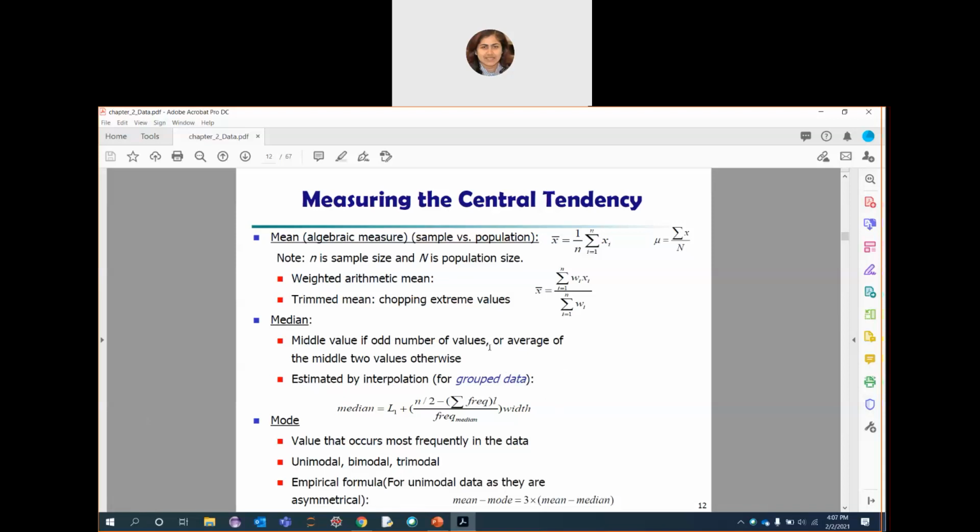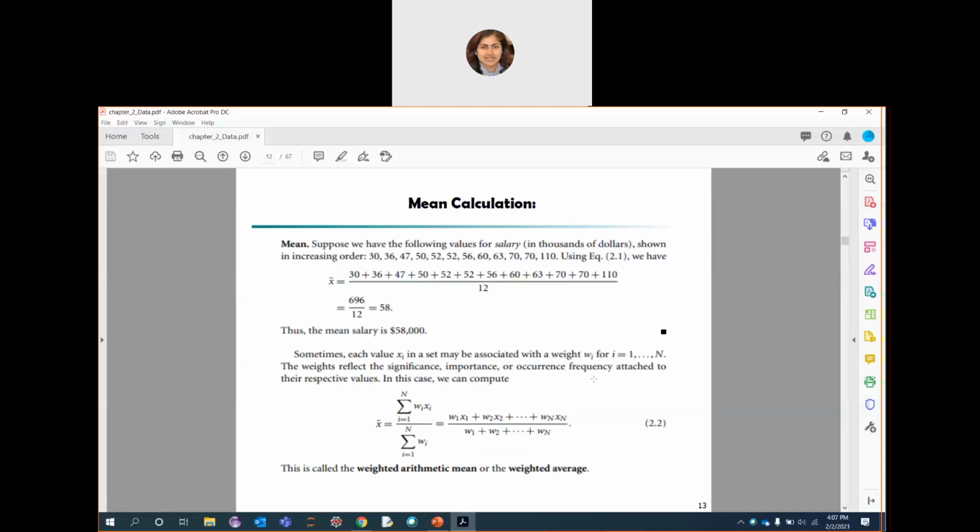If you want to get more details about it, there are also examples that can be found inside the book as well. You can also refer to them. Here I have included one mean calculation example. If you see, here the salary values are in the unit of thousands of dollars, and it is mentioned in this way. This is the book example. You can also refer to it in the book as well.